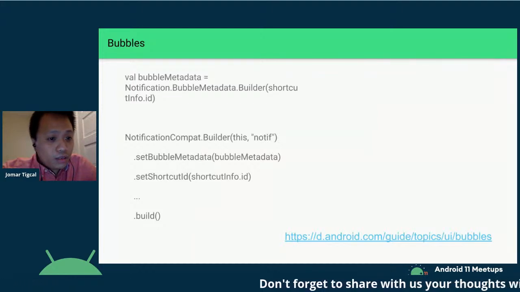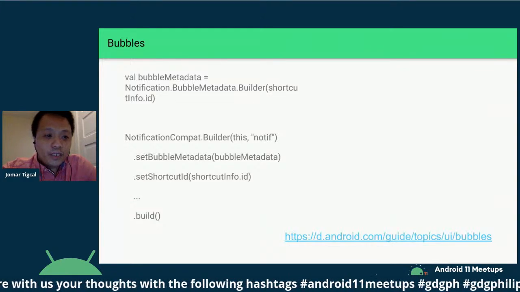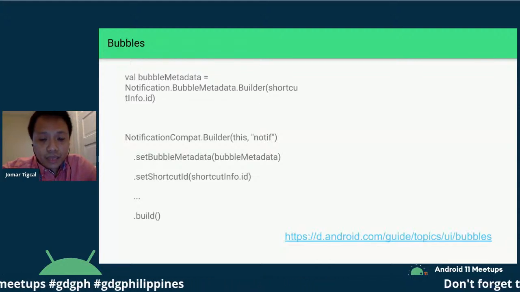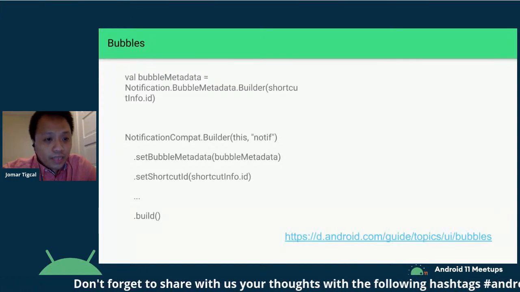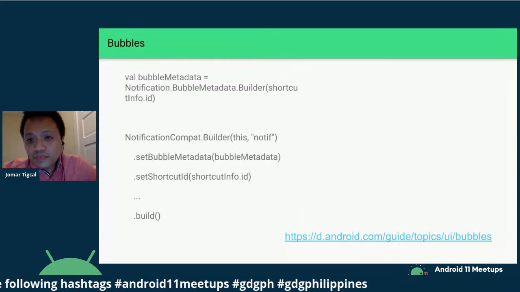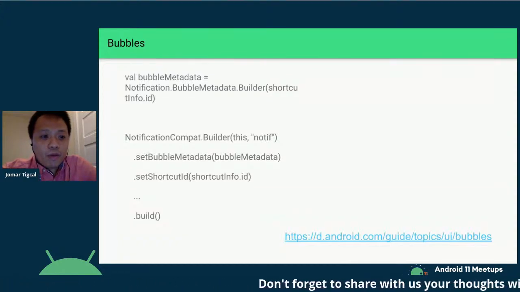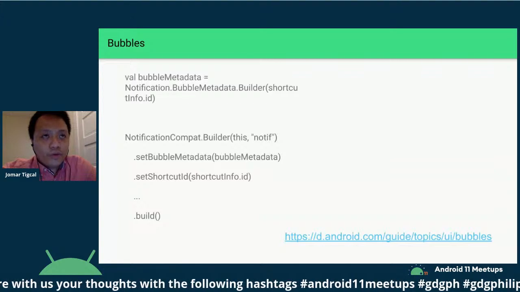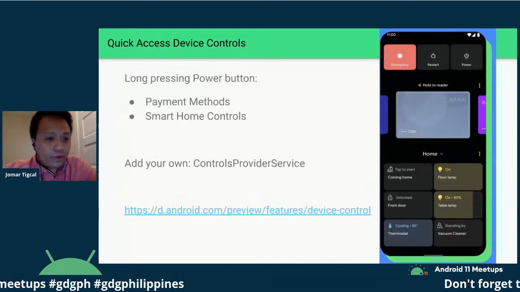To make those notifications a bubble, you can create a notification bubble metadata. Then we create it with the shortcut info ID that we created earlier for the conversation. And then we set that bubble metadata with the notification compat. And that's it. Users can also set a bubble for a specific conversation, or set it for all conversations of a specific app. There's a setting for that in the settings panel for users.